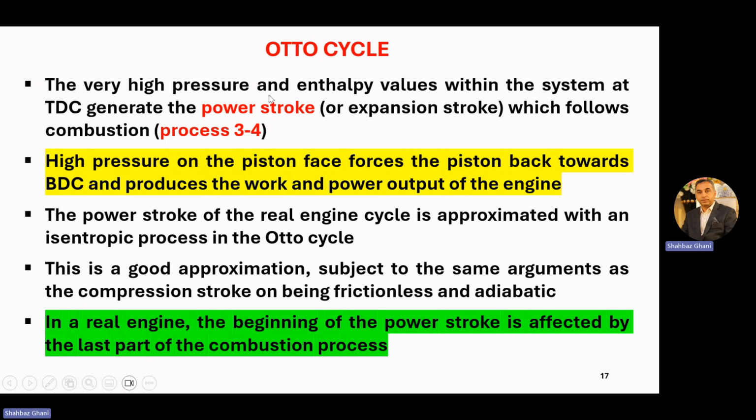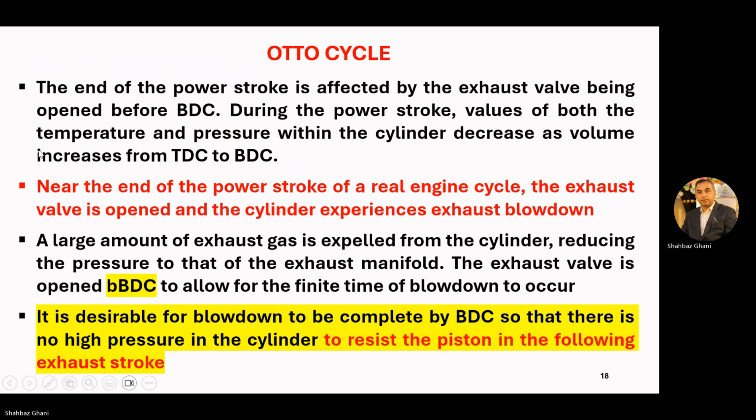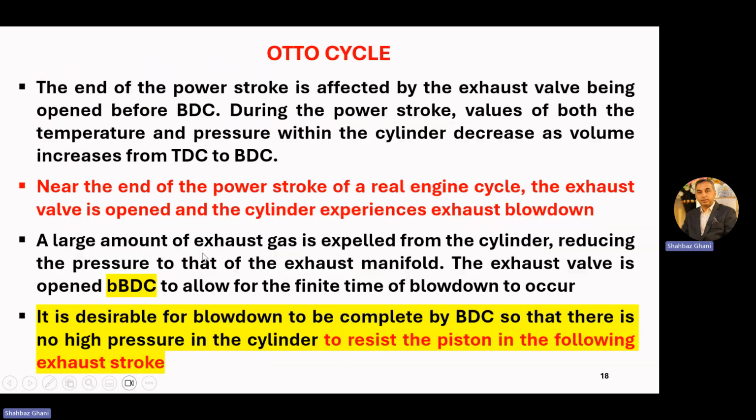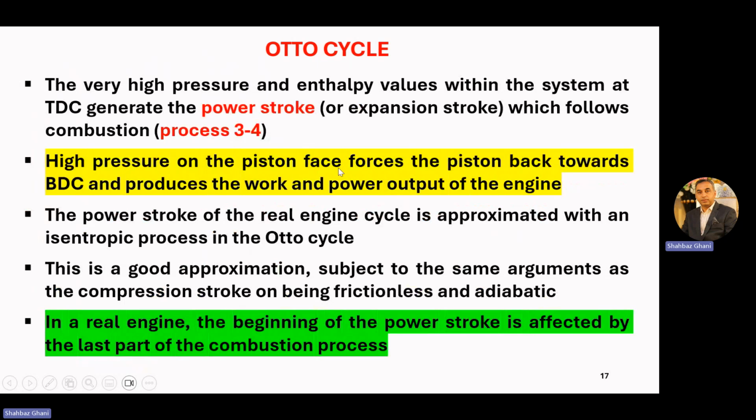The very high pressure and enthalpy values within the system at top dead center generate the power stroke, or the expansion stroke, which follows the combustion process, 3 to 4. Now, here we have peak values. Now the piston starts moving back towards BDC. This is your power stroke or expansion stroke.